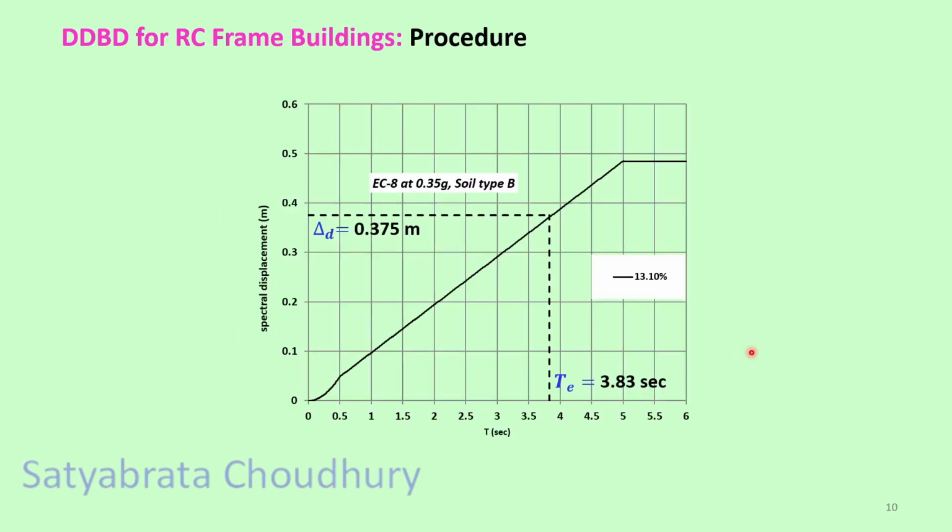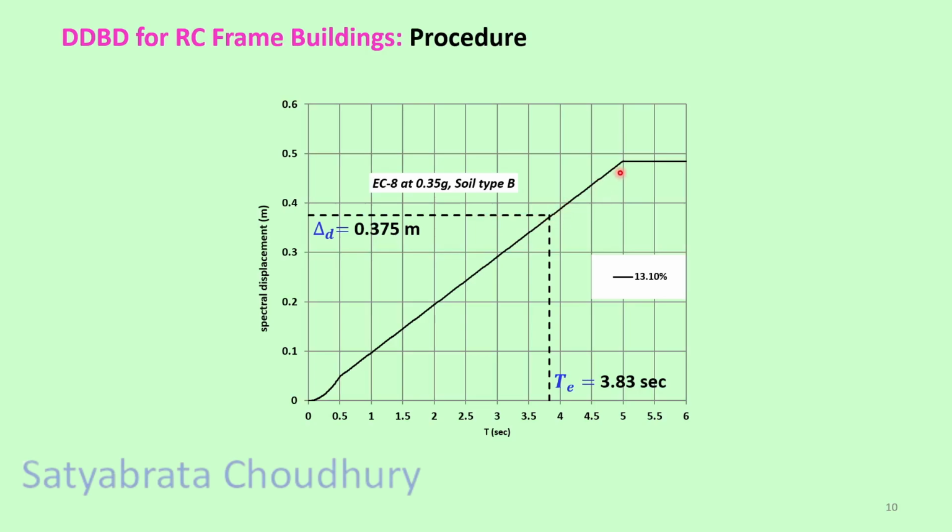Now we prepare the displacement spectra corresponding to our hazard level, which is European code 8 at 0.35 g level, soil type B, and damping 13.1%, as we have calculated the equivalent damping in the system. So we have drawn only a single spectrum line, a single displacement spectrum. Now you look at your displacement at the design delta D, design displacement, which is 0.375 meter. This is the line showing the design displacement.